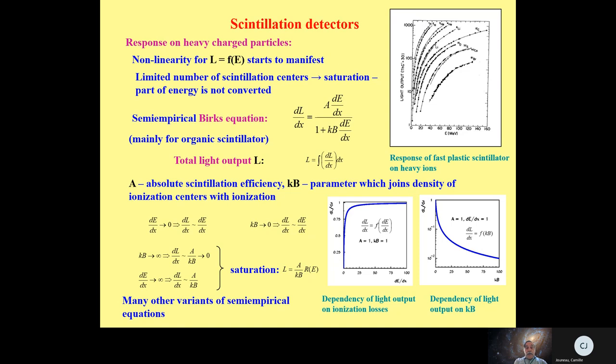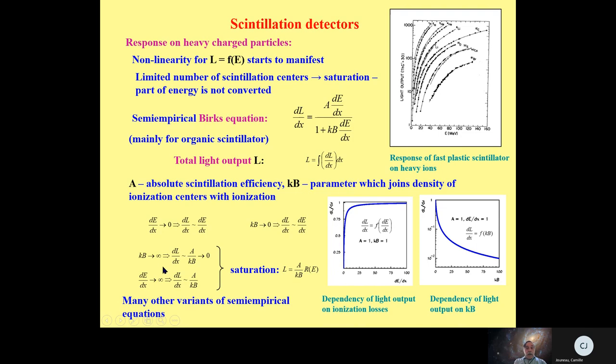The second possibility is that this KB is near to zero. That means you have a very big number of these centers which convert this ionization to scintillation output. This is the same situation: if this is near to zero, this is zero, and again you have linear dependency and no saturation, because you have a very big number of these centers which make the transformation of this ionization to scintillation.